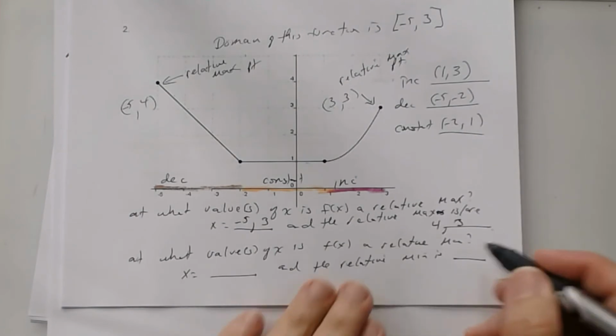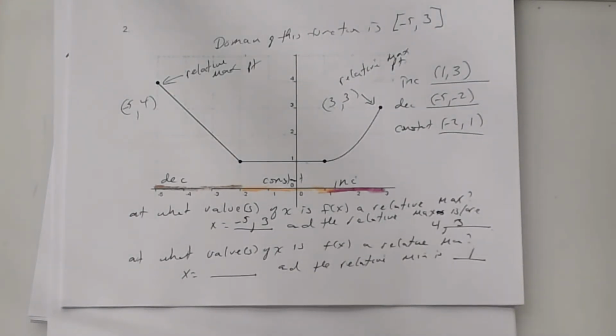1. So 1's the only thing that goes here. 1 is my minimum value, right? That's my smallest y value, is 1. You can see that. The smallest y value in that graph is 1. But what x's go with it, though? It's from where? Negative 2 to 1. So you got to put that in parentheses.